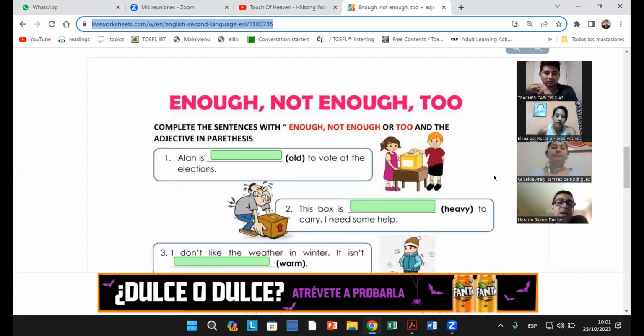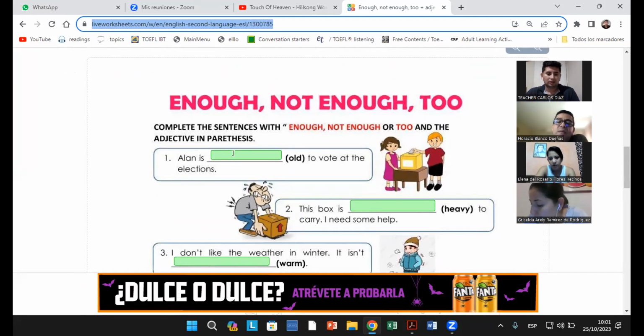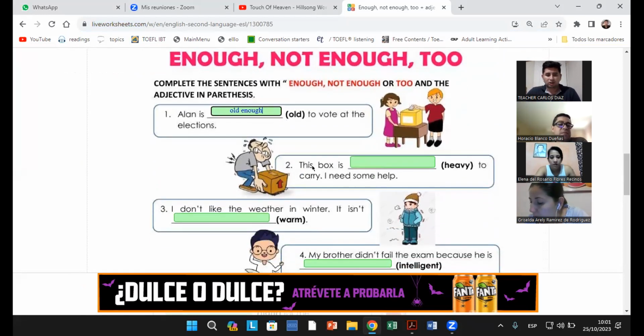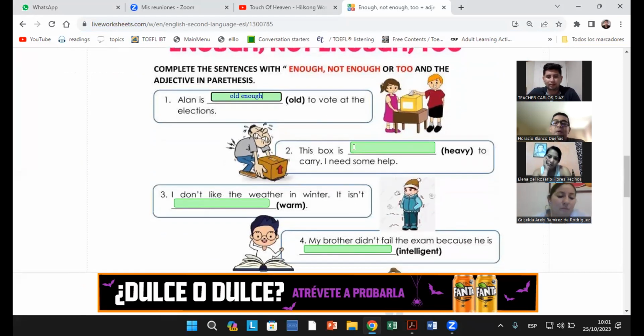What do you think is number one, Horacio? Alan is all enough. Okay, let's see if it is okay. All enough. Good. What about the second one? Do you think it's a problem or not a problem? Yes, probably it's a problem. It's too heavy. Too heavy. Yes, too heavy. It is a problem. Okay.